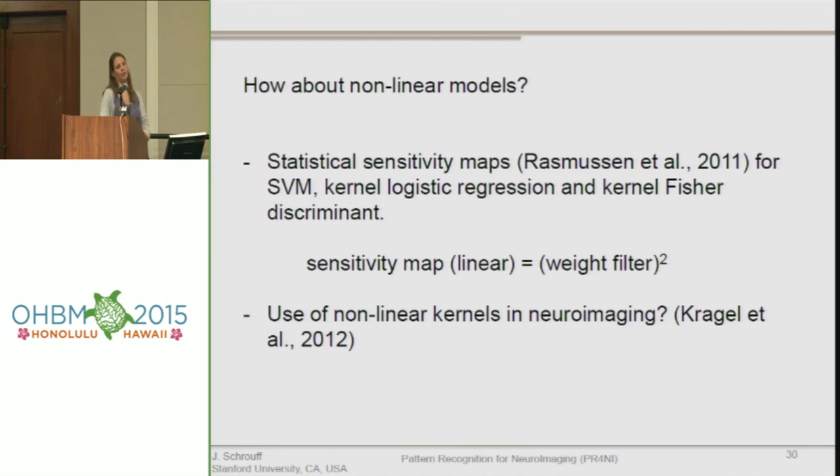I've also been talking exclusively about linear models, but how about nonlinear models? A way has been devised to get maps for nonlinear models, statistical sensitivity maps for some classifiers, not all of them. Basically the sensitivity map of a linear classifier ends up being the weight filter squared, so they're very related. But should we be using nonlinear kernels in neuroimaging? That's another question. There's a paper by Kriegel et al. in 2012 that said that maybe for some local cases it might bring information, and that maybe you can look at the whole pattern in a linear way, and then if you want to investigate more specific regions, nonlinear kernels could bring more information, but it's still an open question.